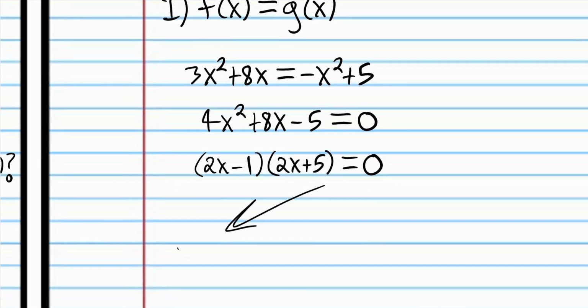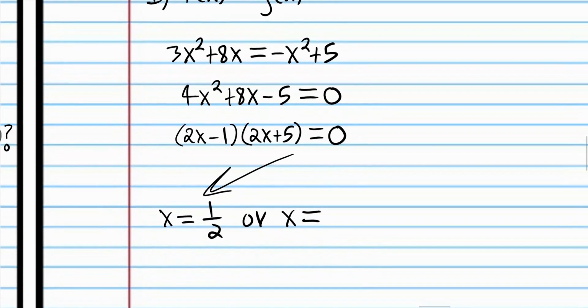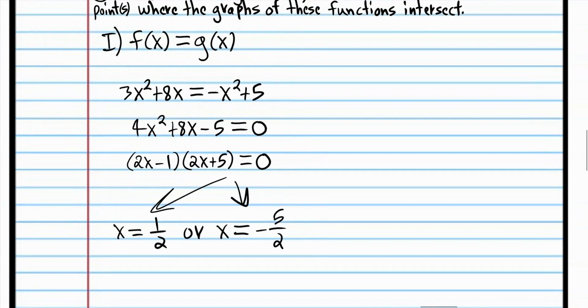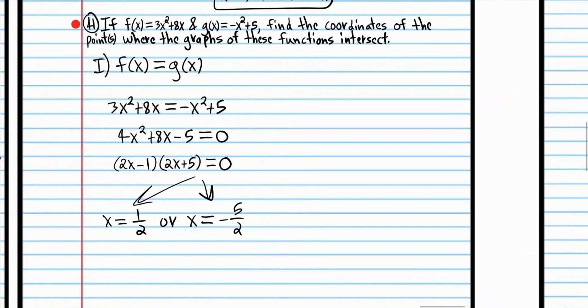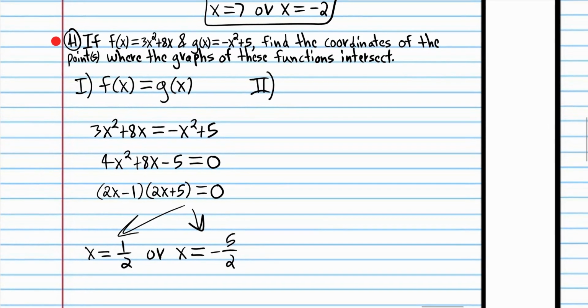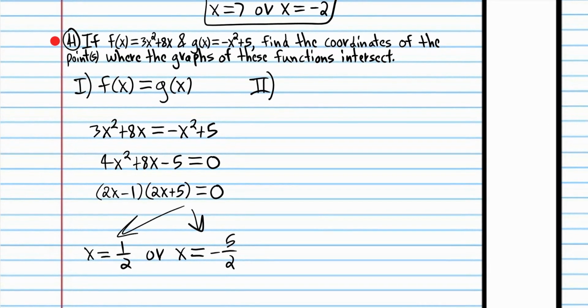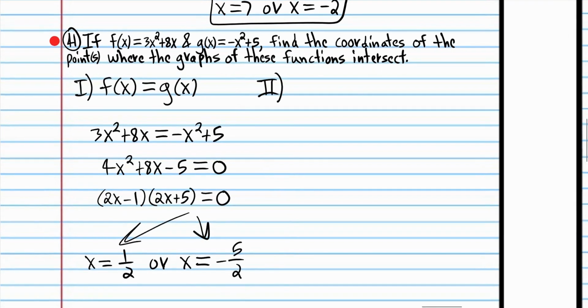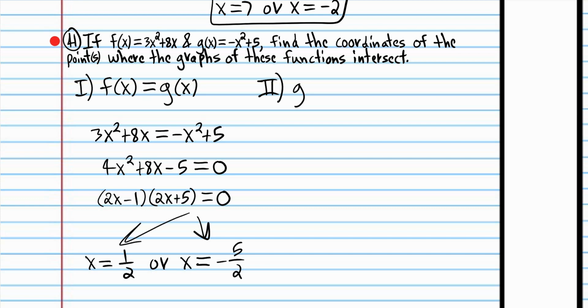So now we have the x values where the two graphs intersect. But that's just the first step. We need to find the corresponding y values where the graphs intersect. So I'm going to plug in x to g this time. It doesn't matter which function we plug it into. You get the same answer. I'm going to use g because g is a simpler function.